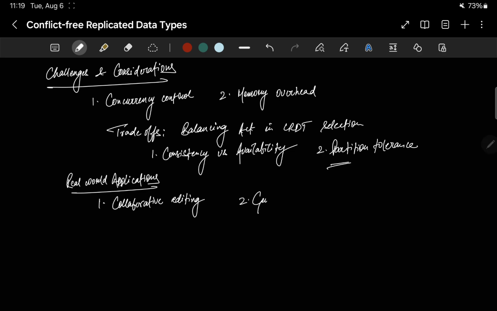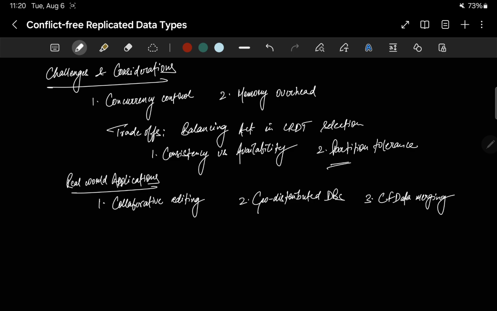Next, geo-distributed databases. In databases that span multiple geographic locations, CRDTs play a crucial role in maintaining consistency in the face of network partitions. They enable distributed systems to handle updates across various regions. And if we talk about an additional use case, it is conflict-free data merging. CRDTs are employed in various scenarios where conflict-free data merging is crucial, like version control systems.